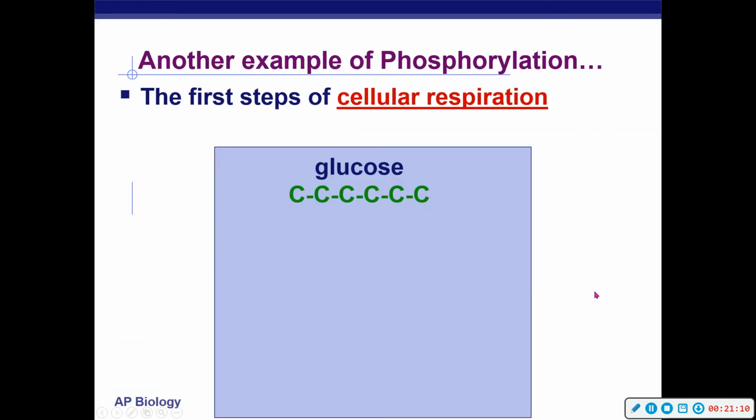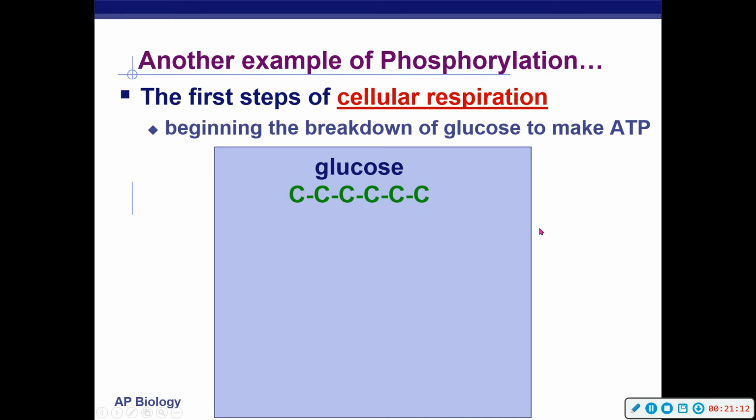Here's another example of phosphorylation. We're going to get into cell respiration, the making of ATP. There are a lot of chemical reactions that take place in cellular respiration. We're not going to memorize those by any means, but we are going to look at the highlights of it. One of the easiest, fastest, most efficient ways to make ATP is to use glucose. We can use fats and proteins as well, but using glucose is the fastest.